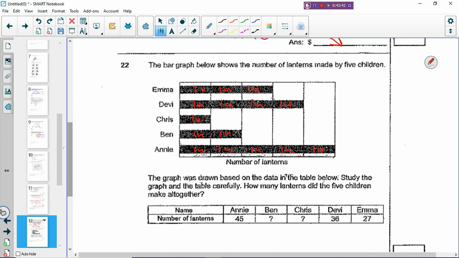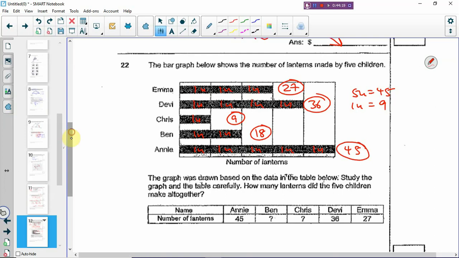Okay, and the graph was drawn based on the data, and how many lanterns did the 5 children make all together? Then you look at Annie. Annie got 5 units, so your 1 unit must be how many? If Annie got 5 units, then your 1 unit must be 9. And then Emma must have 9 times 3, then 9 times 4 for Debbie, then Chris will be 9, and then Ben will be 9 times 2, and of course Annie is 45.